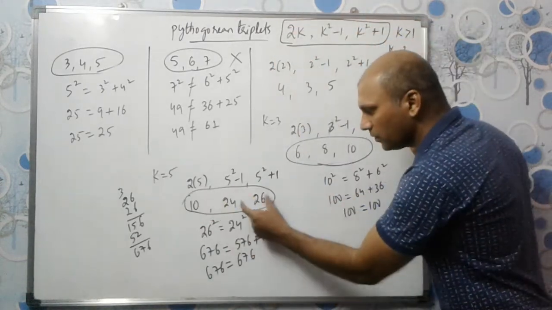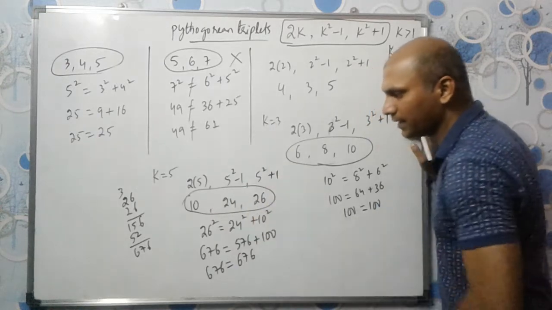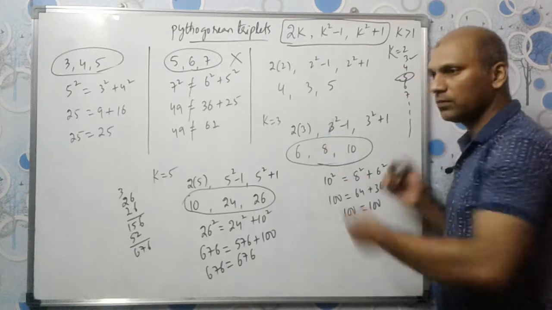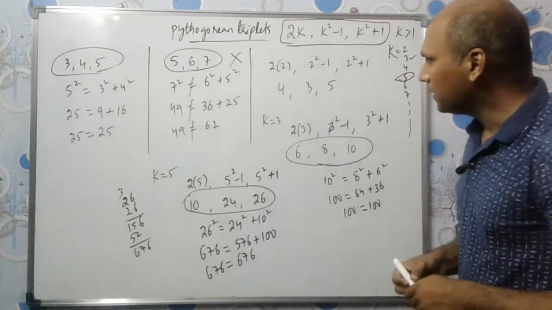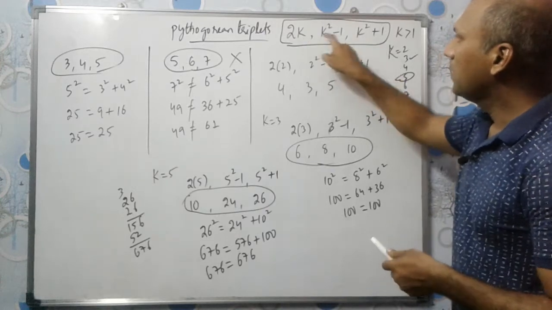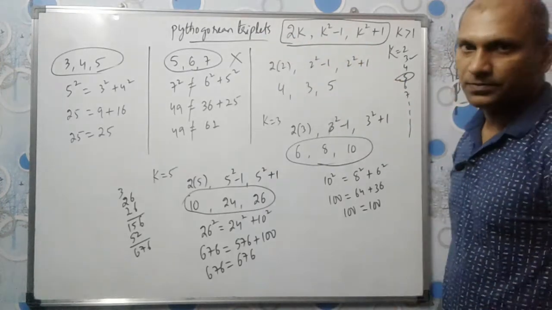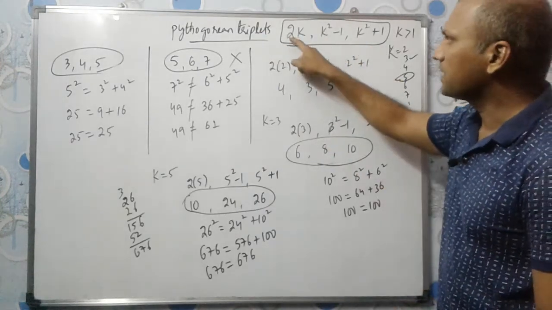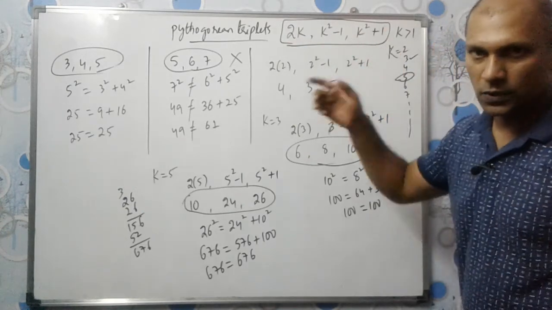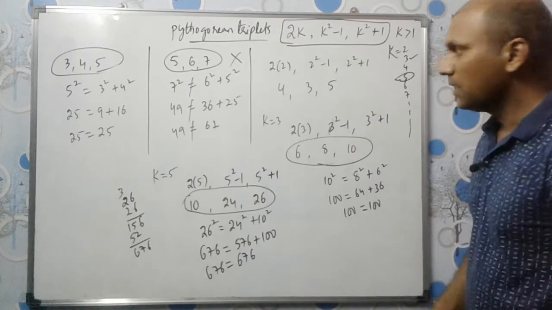Using this 10, 24, 26, we can form a right angle triangle using these sides. Using the sides 6, 8, 10 also, we can form a right angle triangle. Alright, I hope you understood this concept. This is the general form of Pythagorean triplets. In some books, this is written as 2m, m square minus 1, m square plus 1. Okay, it will make no difference.